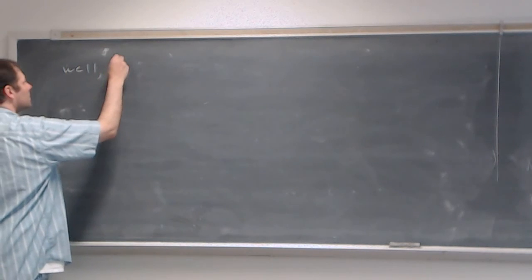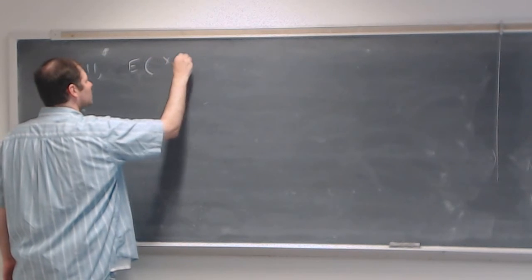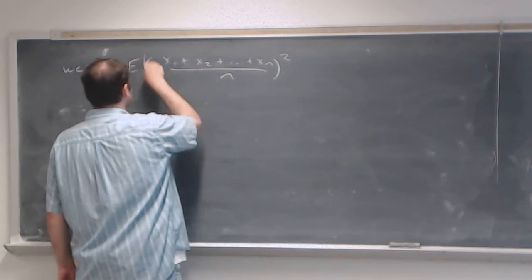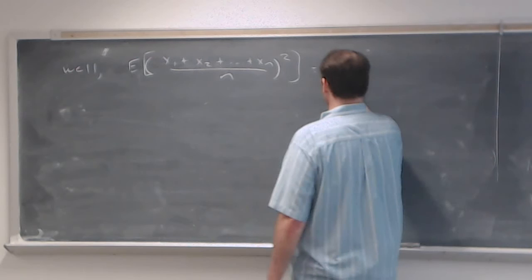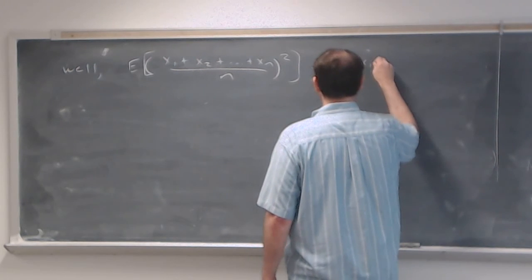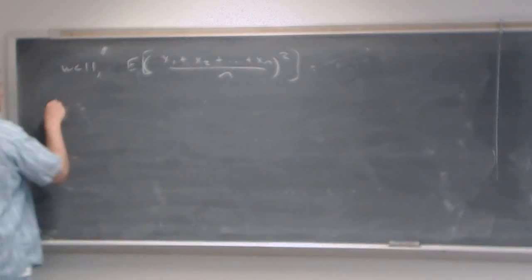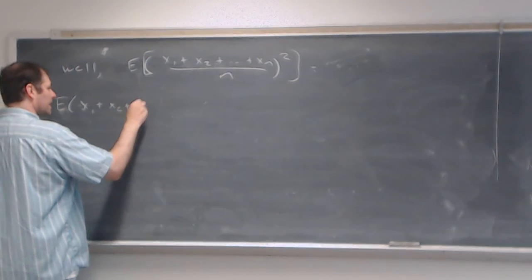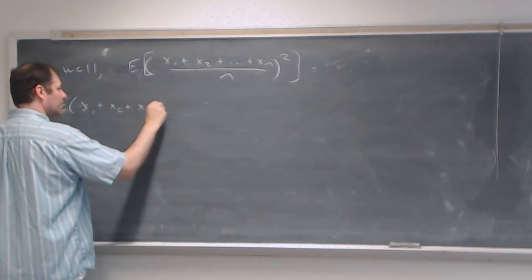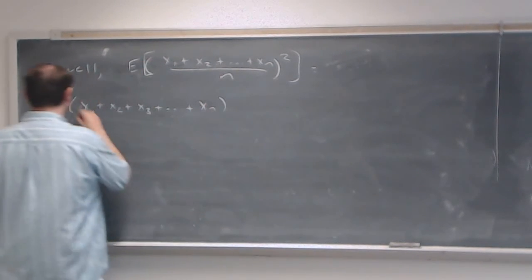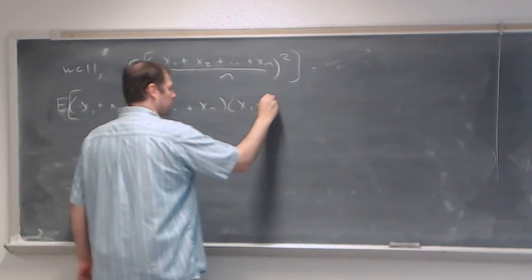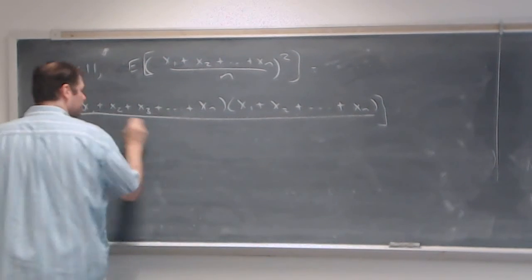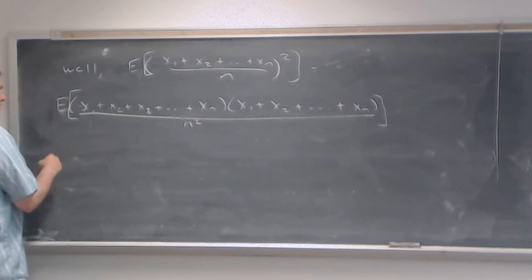Well, the expected value of (x of 1 plus x of 2 plus x of n) over n, squared, how am I going to multiply this out? Well, the n squared in the bottom, so I get the expected value of, oops, I need (x1 plus x2 plus x3 plus x of n) times (x of 1 plus x of 2 plus x of n), all that over n squared. And n squared is a constant, I can pull it out.